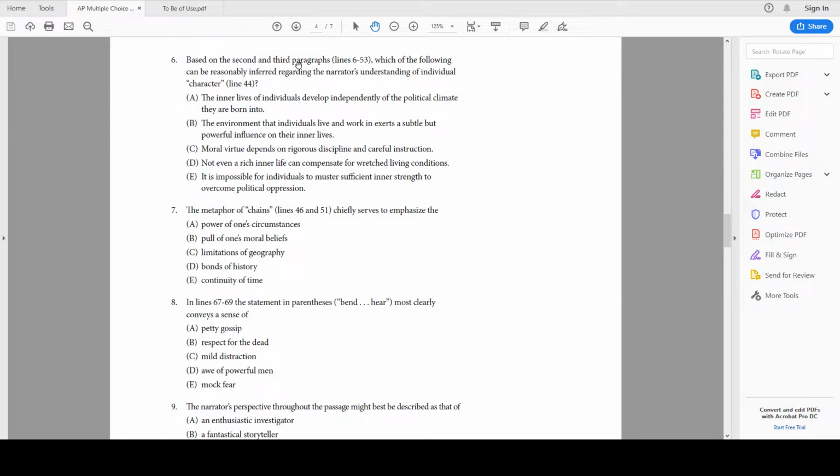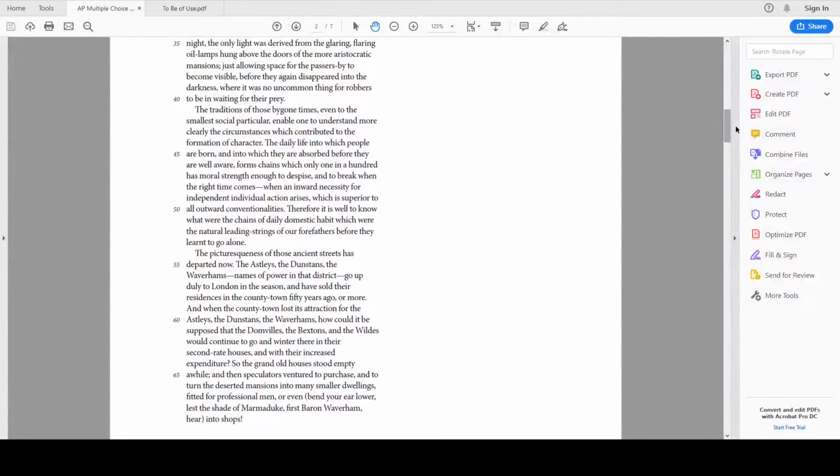Based on the second and third paragraphs, lines 6 through 53, which of the following can reasonably be inferred regarding the narrator's understanding of individual character? Okay, line 44. So let's go back to the line to make sure we know what type of character they're talking about, because that can be a homonym. It can have two meanings. Line 44. So I go to the end of the sentence. I see it's at the end of the sentence, so I'm going to read the whole thing.